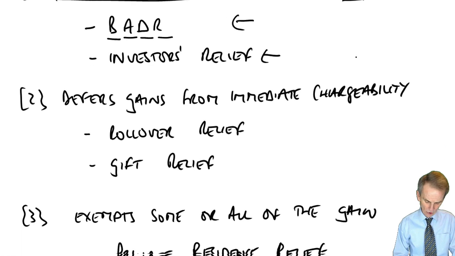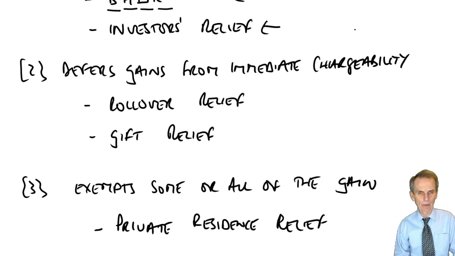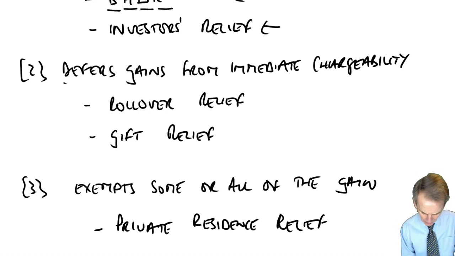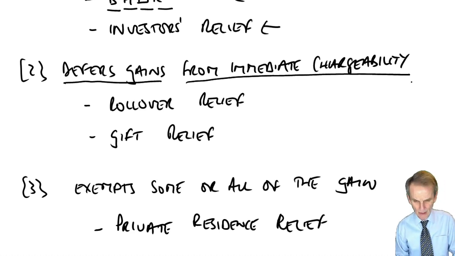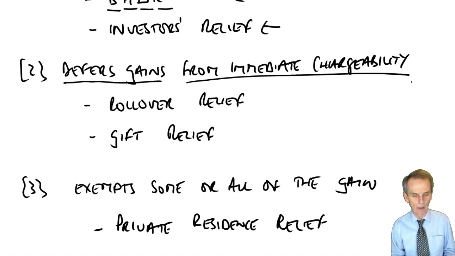We then move our attention to look at a different type of relief. A relief that is immediate, but what it does is not exempt a gain. It doesn't reduce the tax rate at which we pay tax on the gain. What it does is to defer gains from such immediate chargeability. They are allowing a taxpayer in a qualifying situation to avoid being taxed now on that gain in this tax year and defer it to a future point in time.